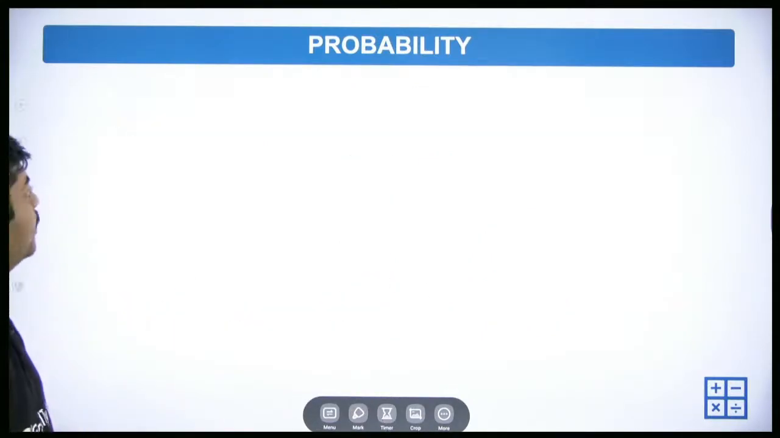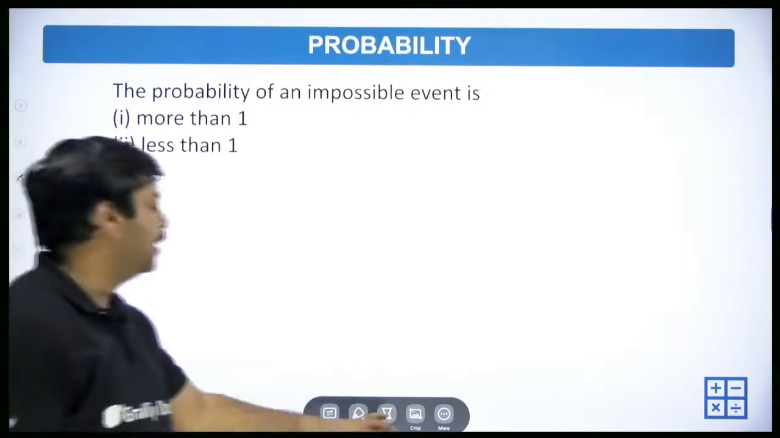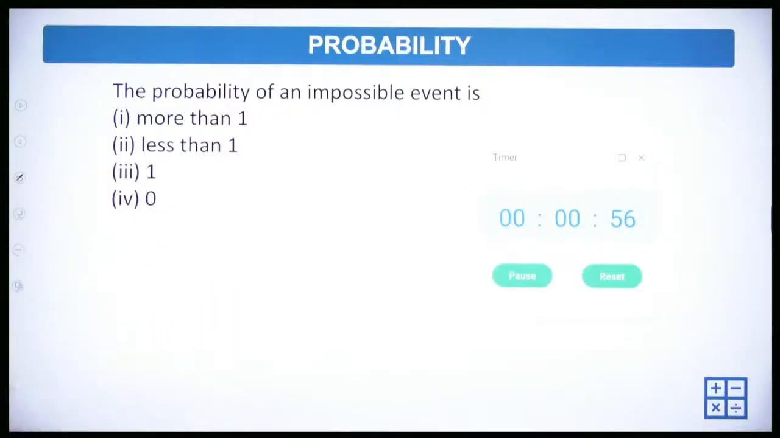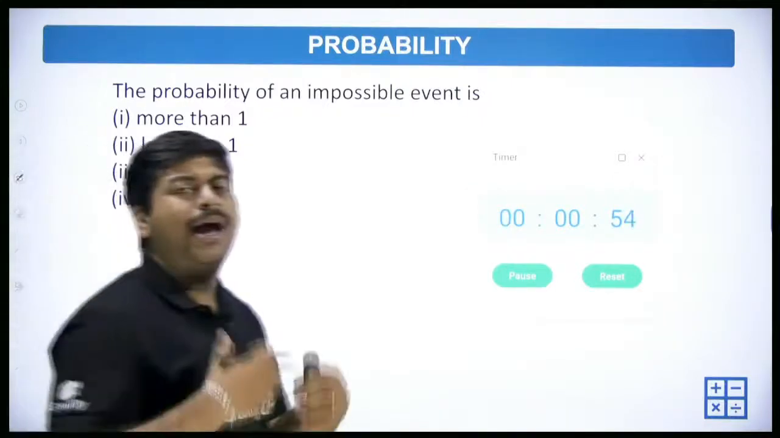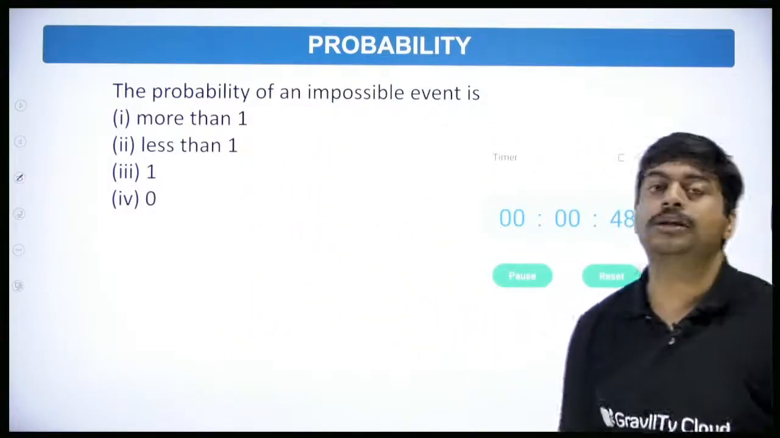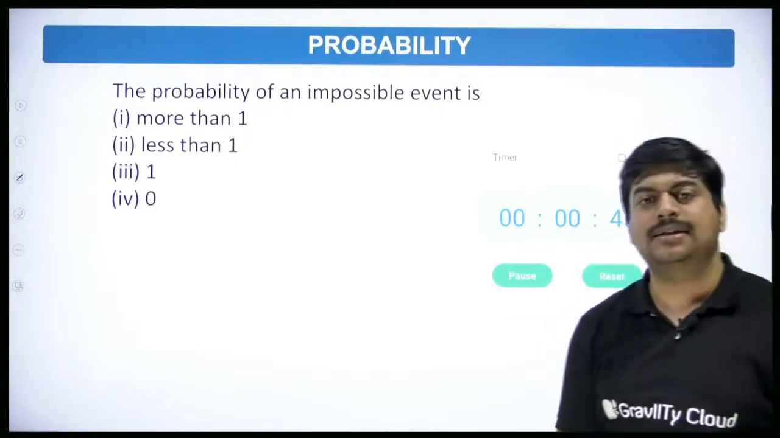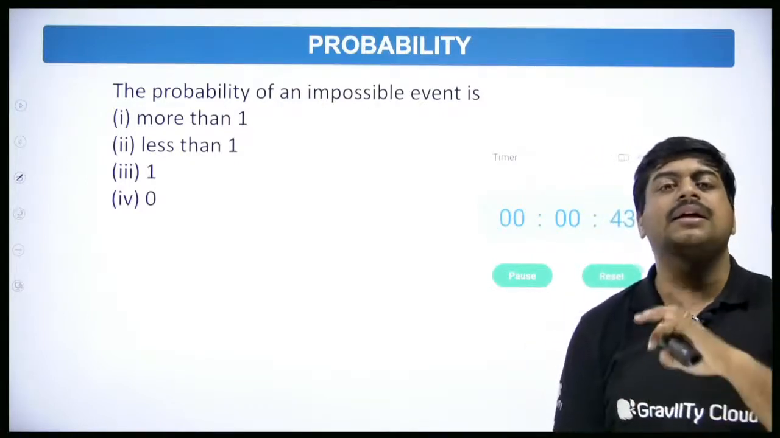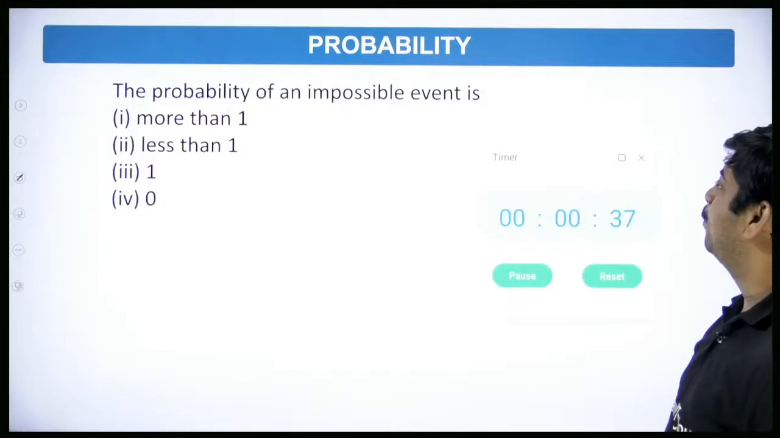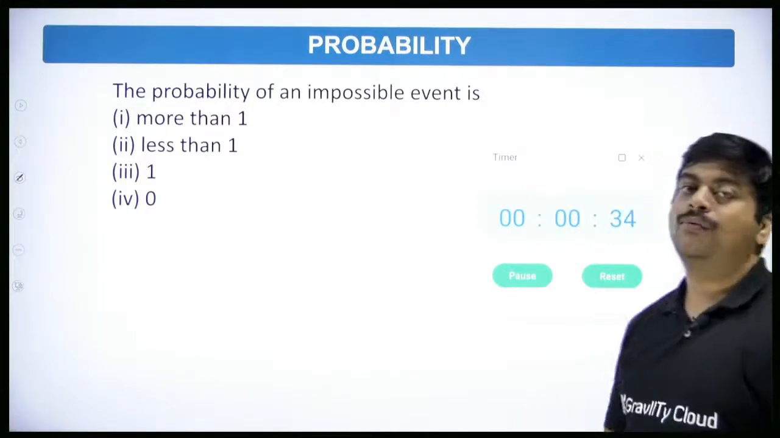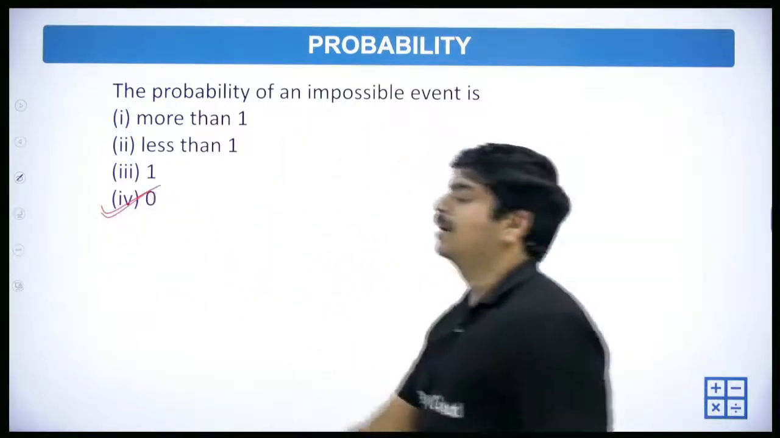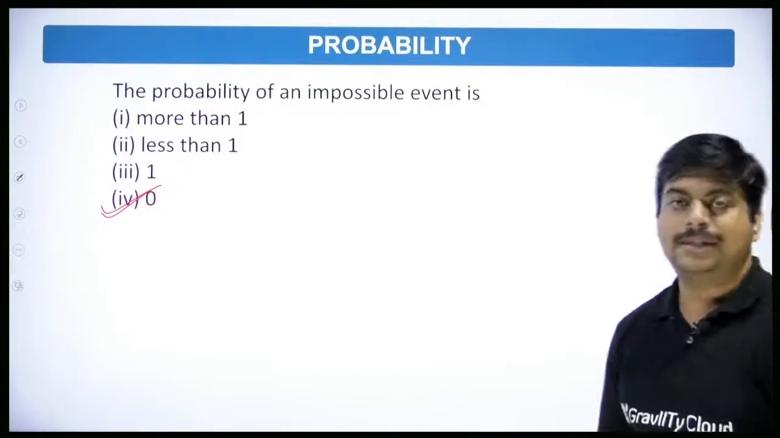The next question: the probability of an impossible event. It's very simple, I'll give you 20 seconds to tell me the answer. Impossible, the name itself says that the event can never occur. For example, the sun rises in the west is an impossible event. The probability of an impossible event is more than 1, less than 1, 1 or 0? The event will never occur, so the answer will be 0.